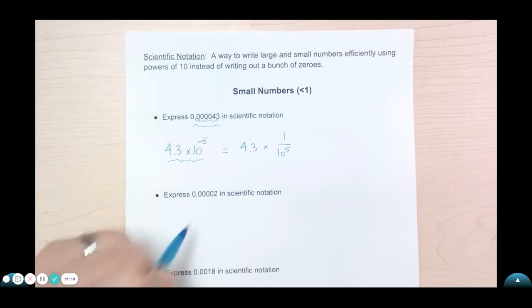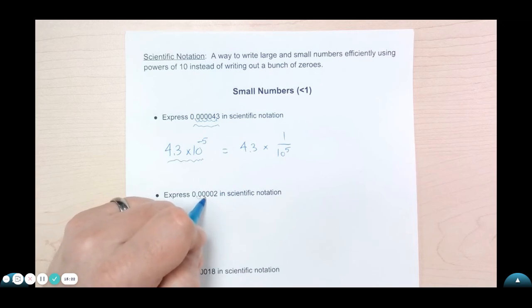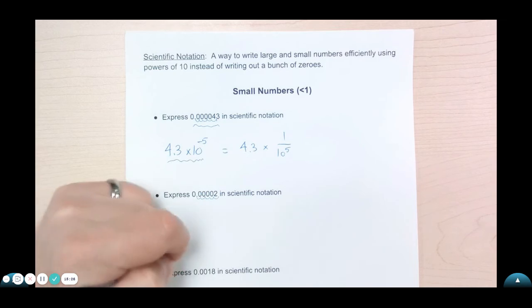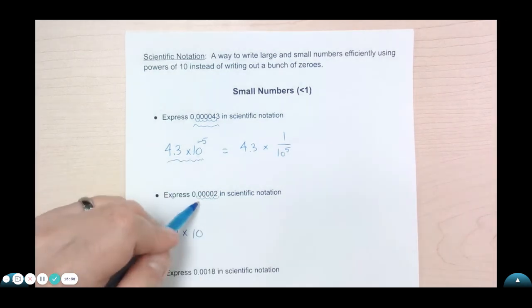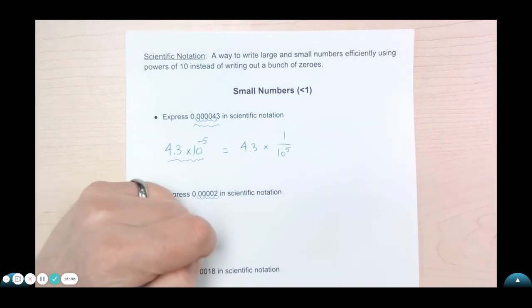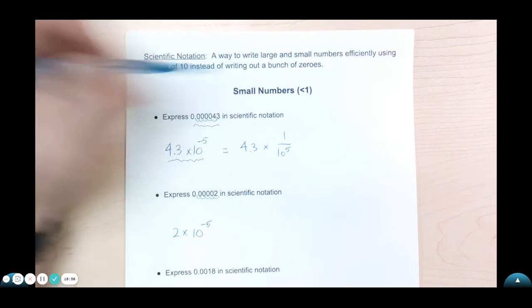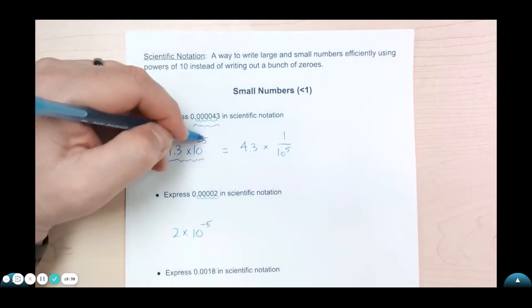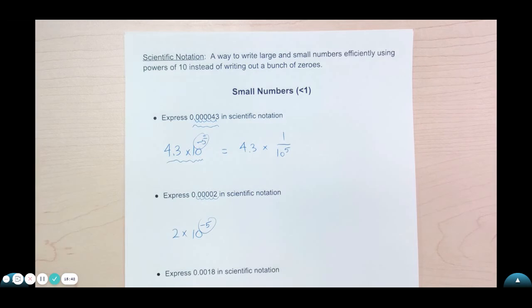How would you express this one in scientific notation? How many times do you have to move the decimal to get to a number between 1 and 10? 1, 2, 3, 4, 5. 2 is between 1 and 10. 2 times 10 to the, I had to move it 5 times, negative fifth. Guys, when you're dealing with small numbers less than 1, you're always dealing with negative exponents, negative powers of 10.